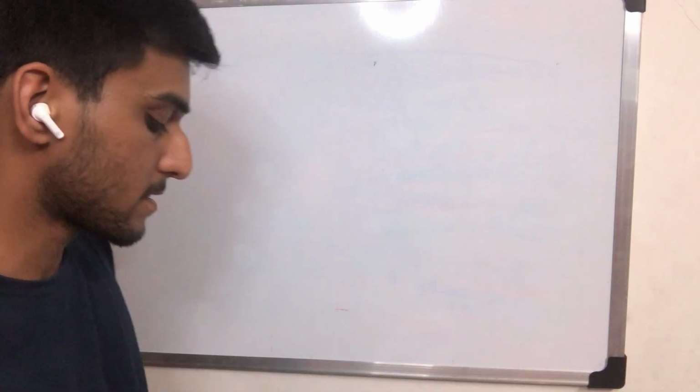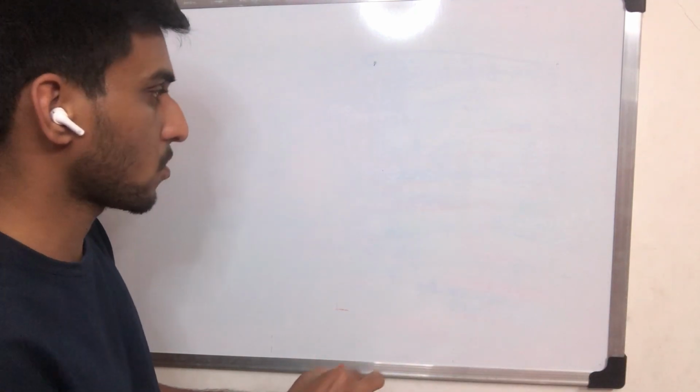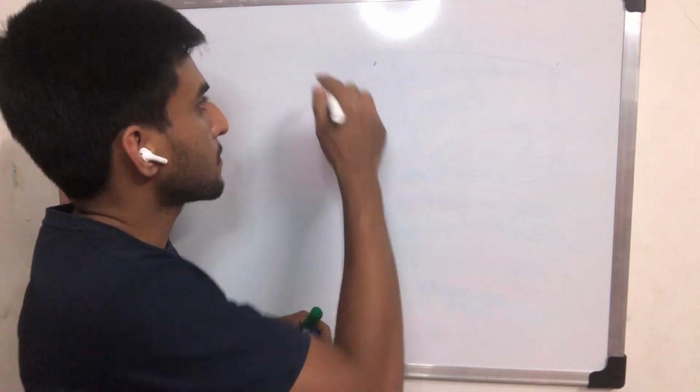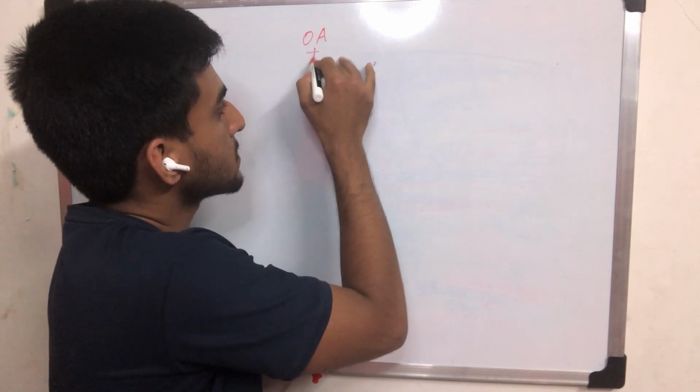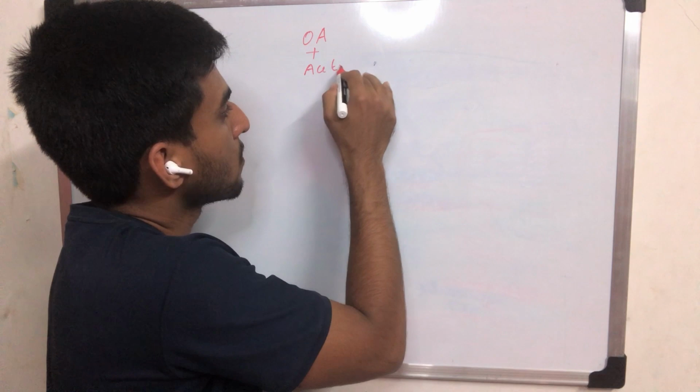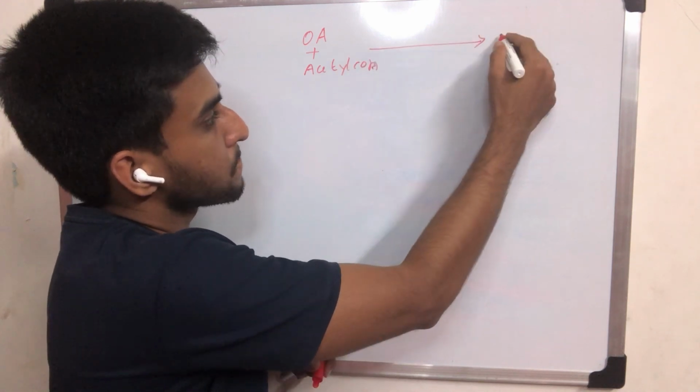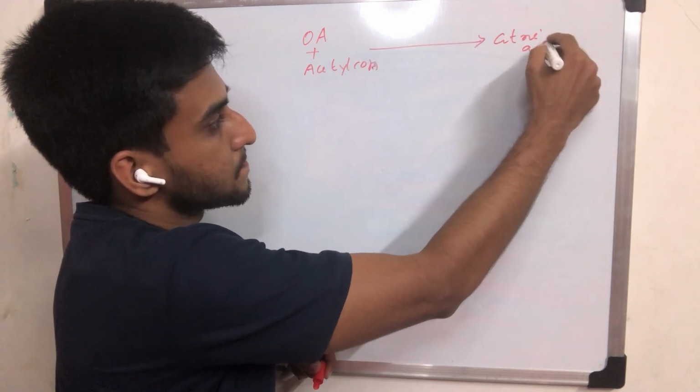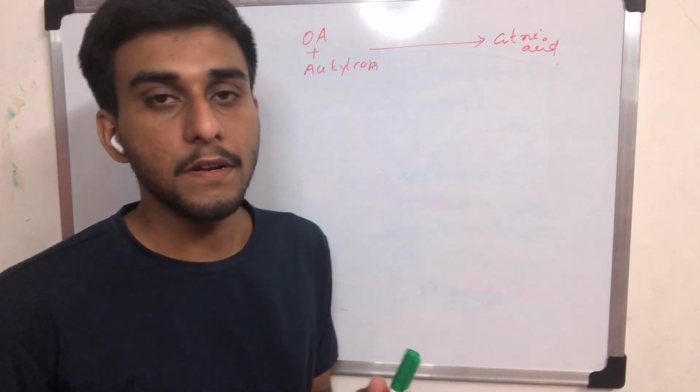First of all, oxaloacetate and acetyl coenzyme A condense to form a 6-carbon molecule which is known as citric acid. So let us understand this reaction. What happens when the two of them combine? The first step is oxaloacetic acid, oxaloacetate, plus acetyl coenzyme A. They form citric acid or citrate, the first compound in the TCA cycle.